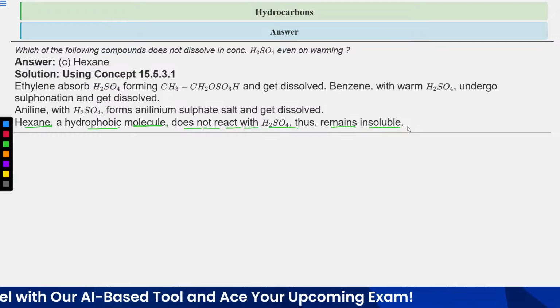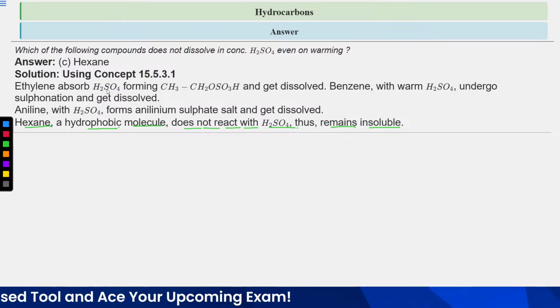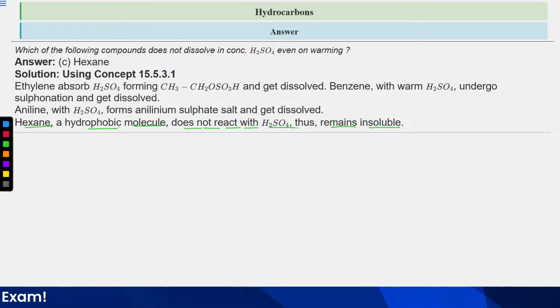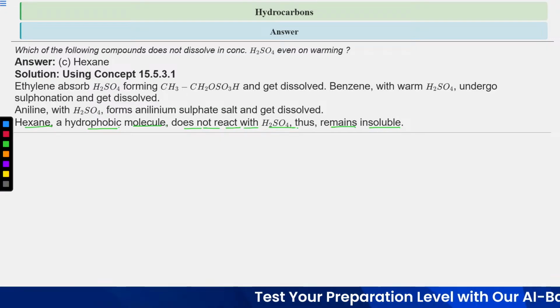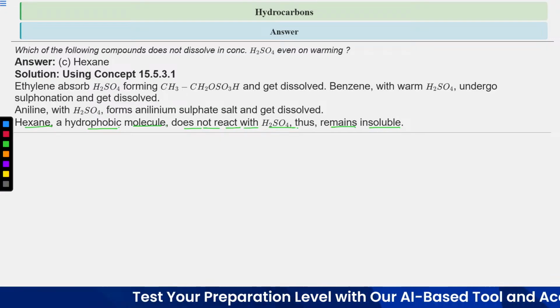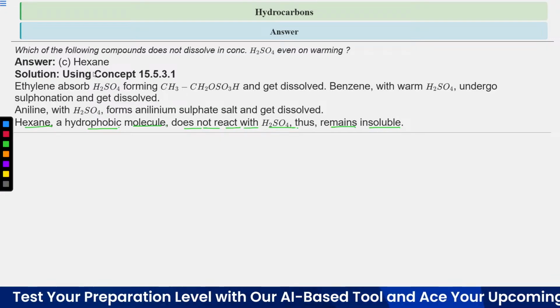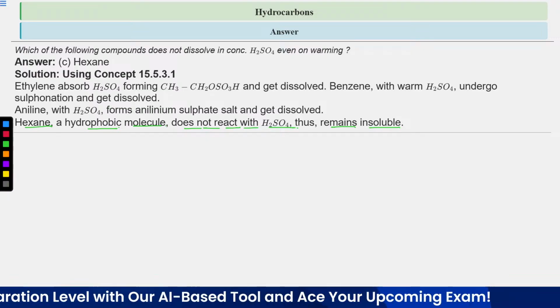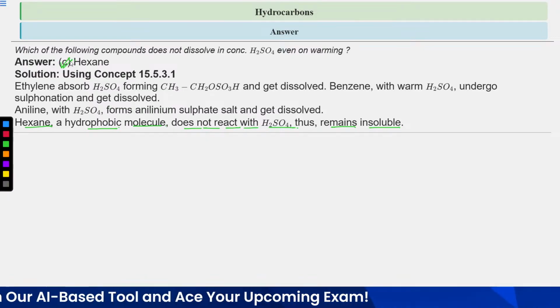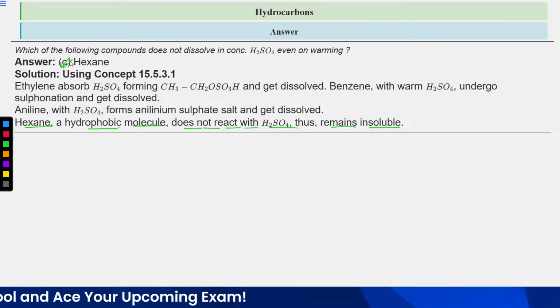And we have to find the compound which will not dissolve in concentrated sulfuric acid. So you can see that all the others are dissolving and forming respective compounds with sulfuric acid, but hexane is a hydrophobic molecule which does not react with H2SO4 and will remain insoluble in the solution. So our correct answer is option C.